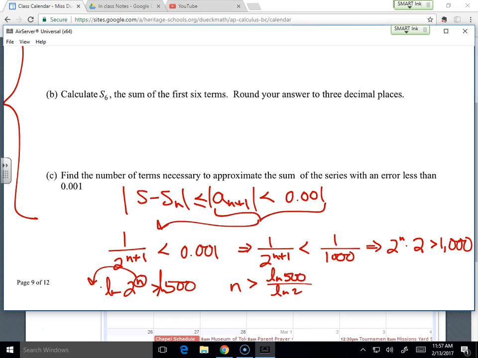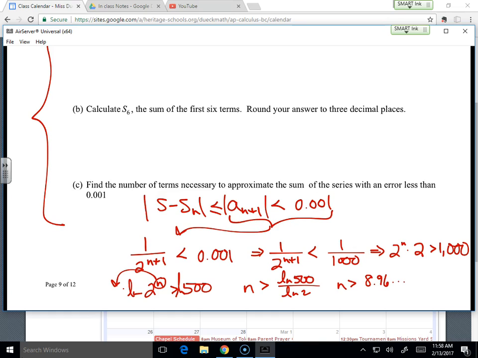Stick to the math. Remember, we have to make it a whole number, and we have to make it one higher. I got 8.965. So we don't need to go a full one higher. All we have to do is round up, right? So n equals 9 would be more than sufficient. Does that make sense, guys?